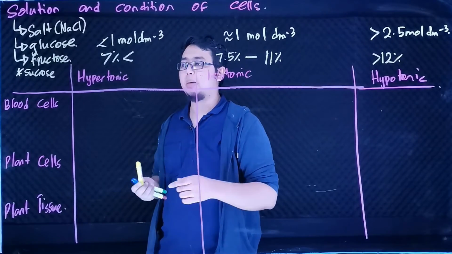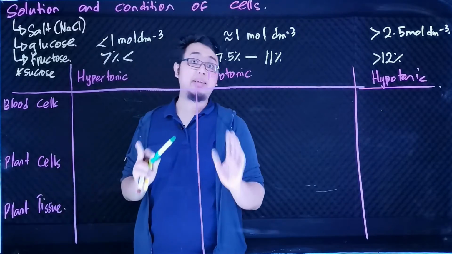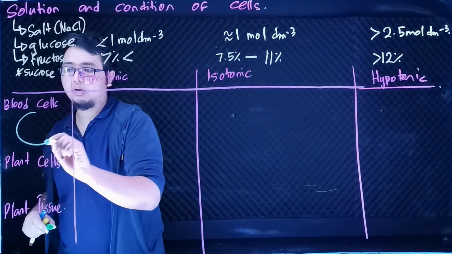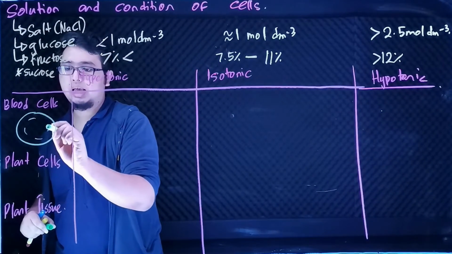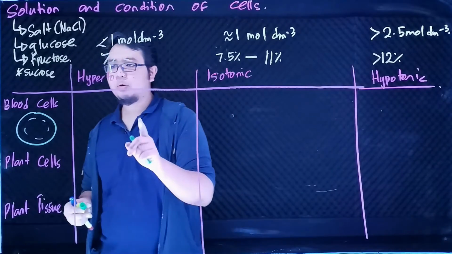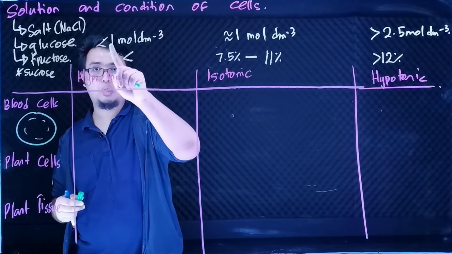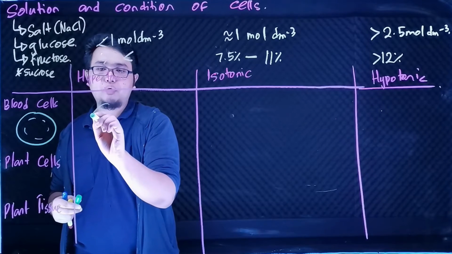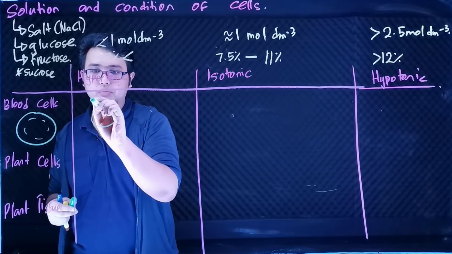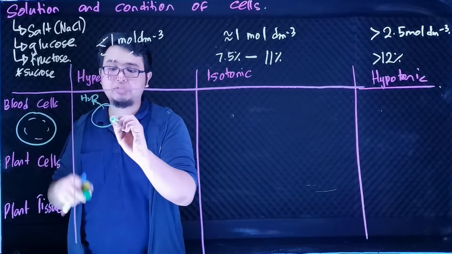Alright, so let's start with the hypertonic solution. For our blood cells, our model cells are usually the red blood cells. The red blood cells are biconcave in nature. You're going to learn this later in chapter 9. So in hypertonic, since the concentration outside is higher, water moves out of the cell. So please memorize this: the water moves out of cells.